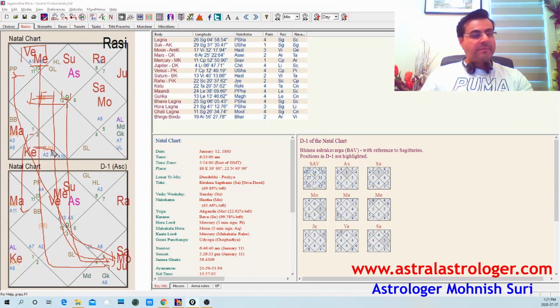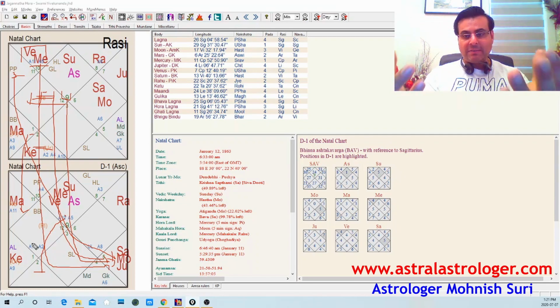Sixth house, the house of your service. Where will you apply your services? How will your services be? The lord is Venus. Venus is sitting in the first house. Your services are linked to your physical body. You will apply your physical body to provide services to humanity. And Swami Vivekananda Ji did that.